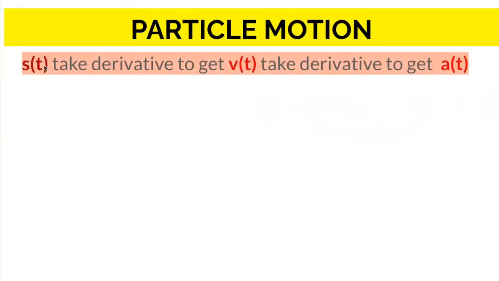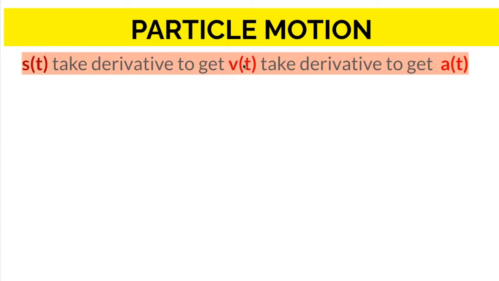S of t, if you look on Delta Math, it may call it x of t, but basically they're just going to tell you that is your original function. If you take the derivative of that function, it's going to give you the velocity function. That's the slope at any point of this function. What it's really saying is you'll be able to find the speed and also the direction.